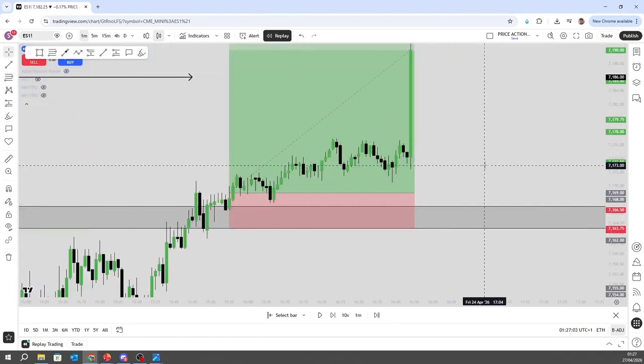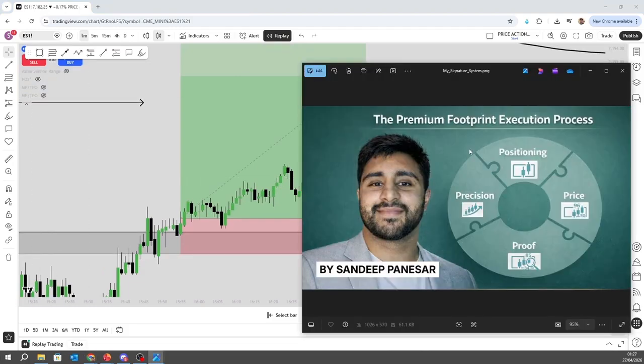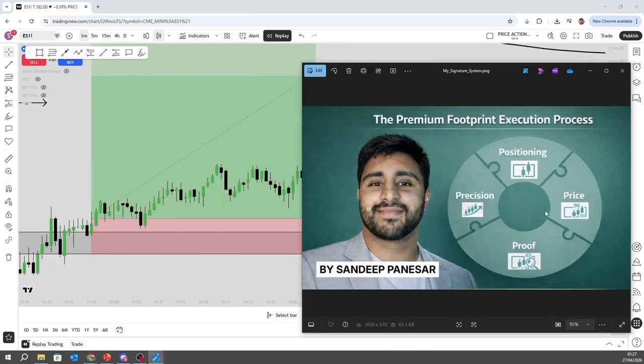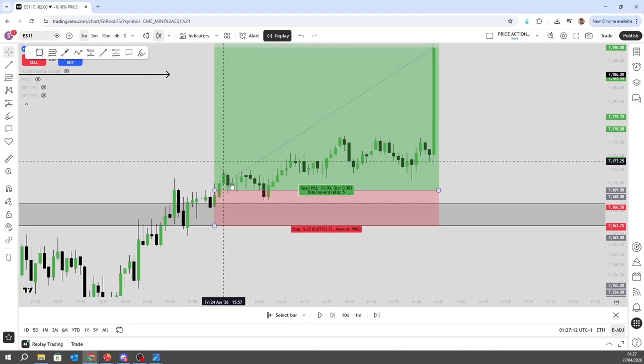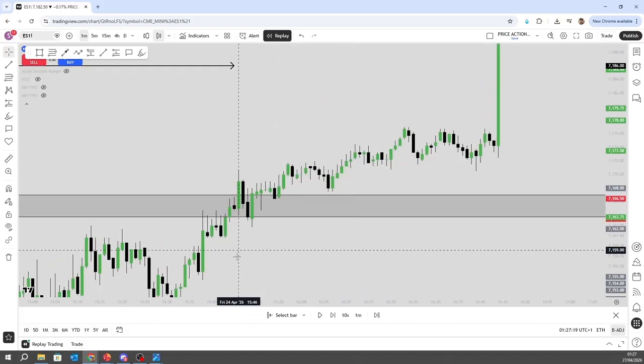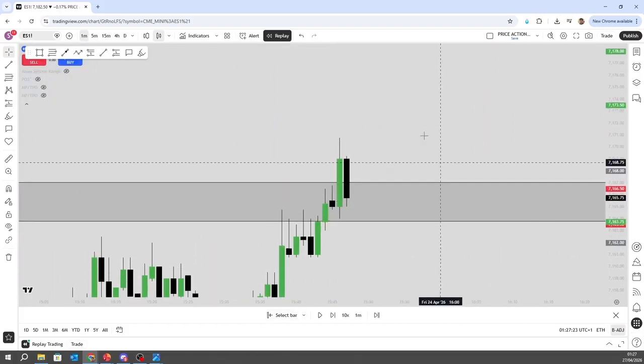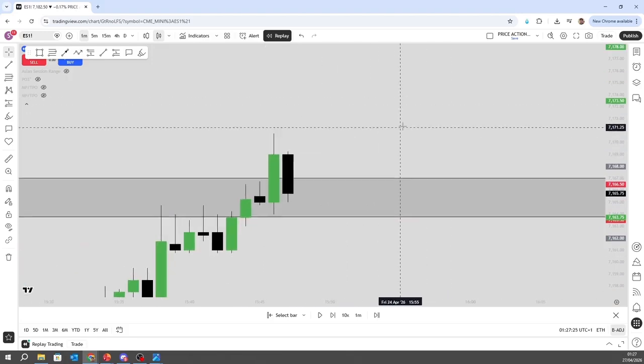So let's now break this down. We've gone through positioning. That's step number one. Now, step two, price. I'm going to be breaking down specifically what was going on inside of this level right here. Let's try and understand what was going on inside of this level specifically.